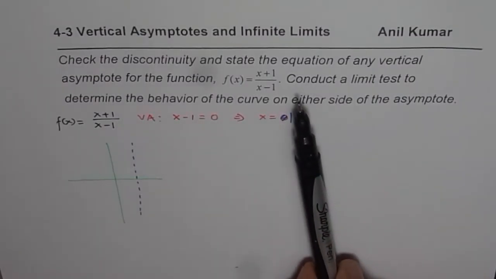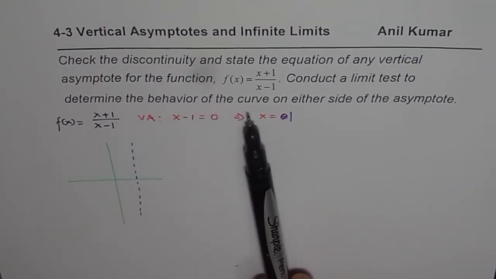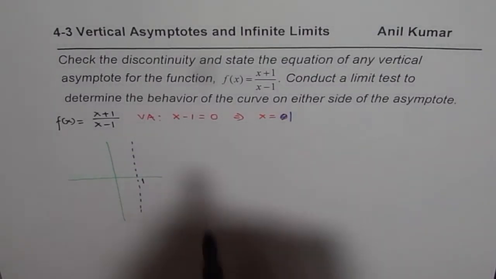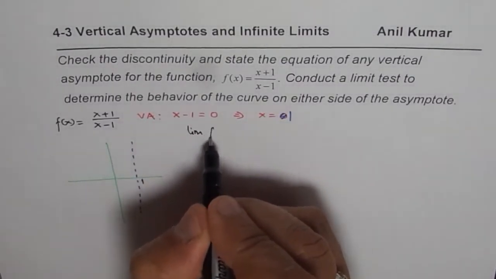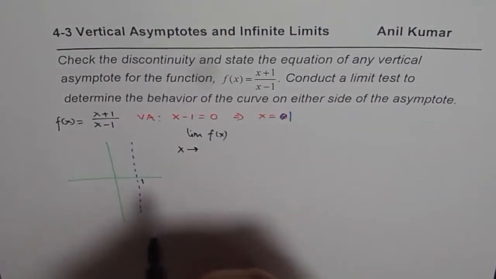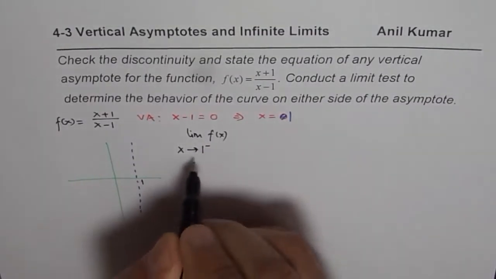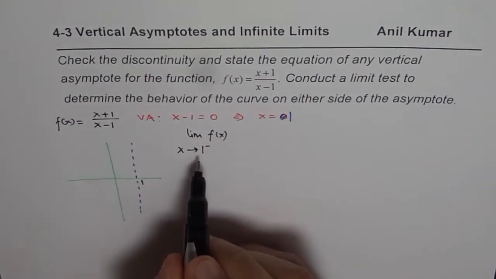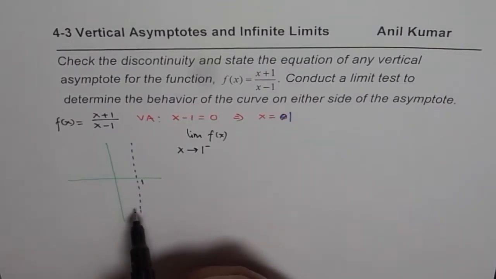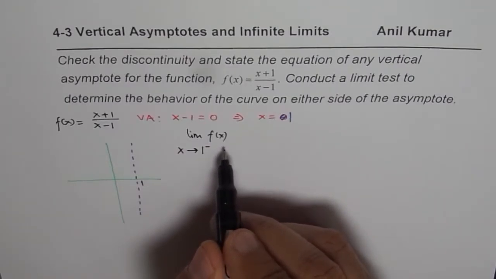Now, the second part of this question is, conduct a limit test to determine the behavior of the curve on either side of the asymptote. So what we need to test is the limit of the function f of x as x approaches the vertical asymptote from both sides, left and right. So we write 1, negative. That means from the left side. Do you see that? So we need to figure out, when x approaches 1 from the left side, whether the limit approaches positive infinity or negative infinity, right?